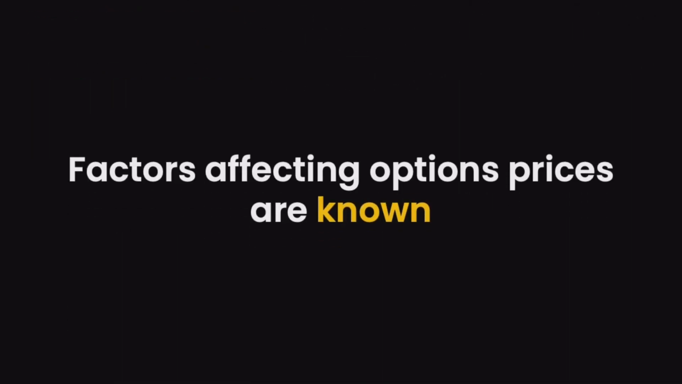Now, before we continue, remember that factors affecting options prices are known. All factors like time left until expiration and intrinsic value, the difference between the current stock price and the strike price, those are predictable. What remains uncertain, the implied part of it, is volatility. It's essentially an educated guess based on how much the market anticipates the stock will move.